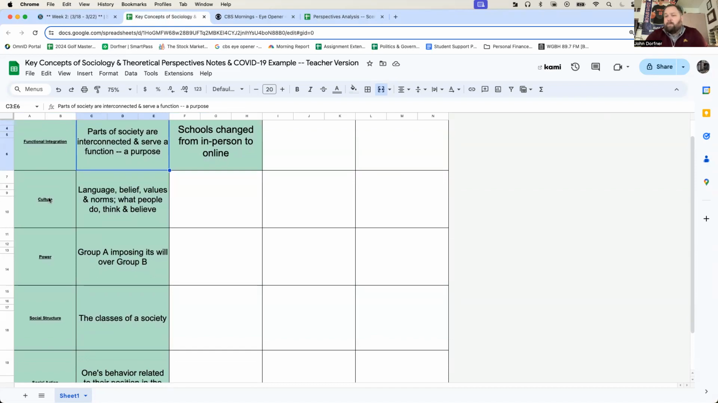Culture. How is that going to affect our culture? Again, culture is language, belief, values, and norms. It's what people do, think, and believe. You could literally have almost anything written here. I'm going to give you some examples, but that doesn't mean what you have is wrong if you don't have what I have down. A lot of this is opinion based, and it depends on what component of culture you're looking at. We certainly cannot look at all of the components of culture in a 20-minute video.